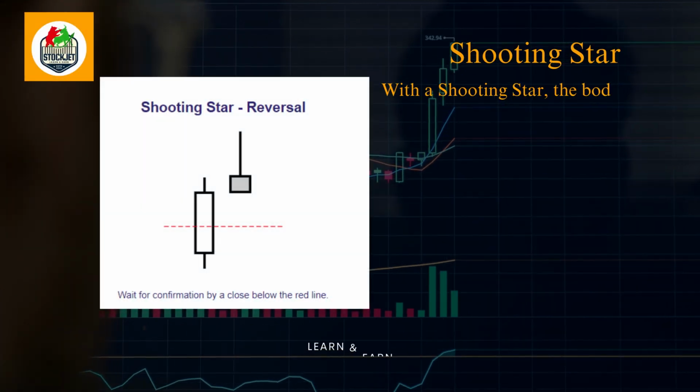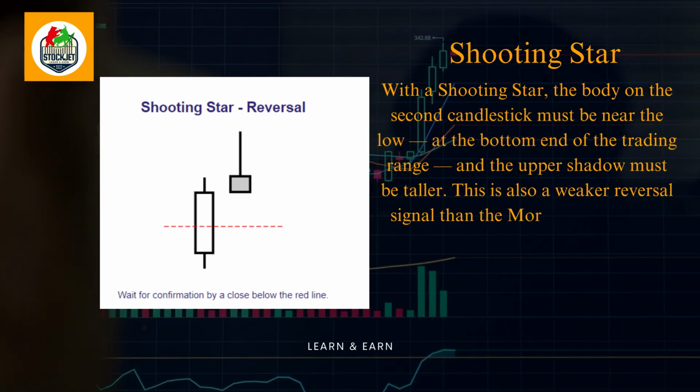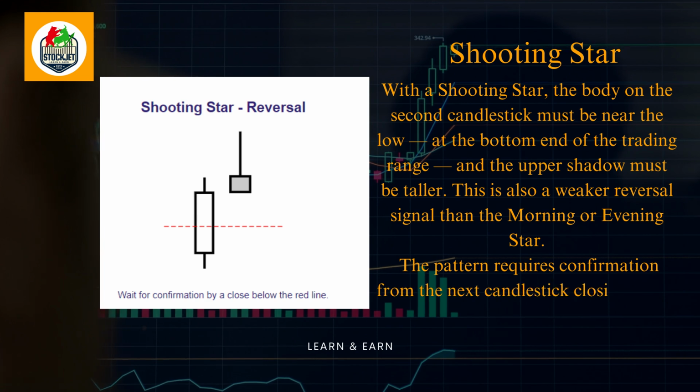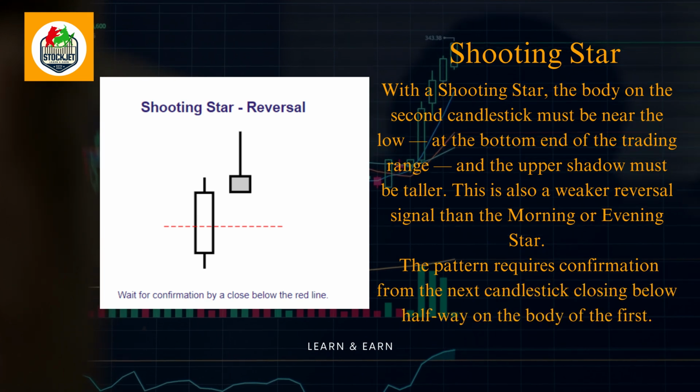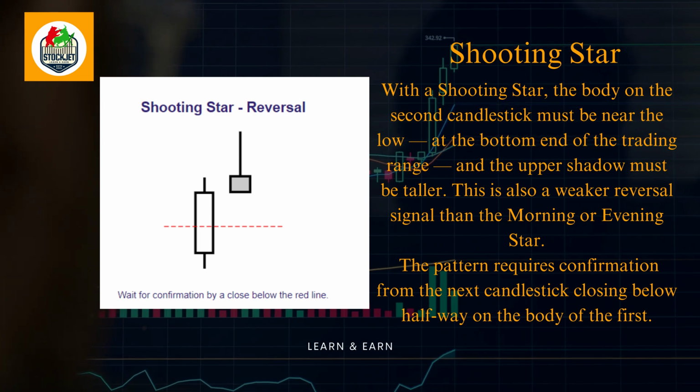Shooting star. With a shooting star, the body on the second candlestick must be near the low, at the bottom end of the trading range, and the upper shadow must be taller. This is also a weaker reversal signal than the morning or evening star. The pattern requires confirmation from the next candlestick, closing below halfway on the body of the first.